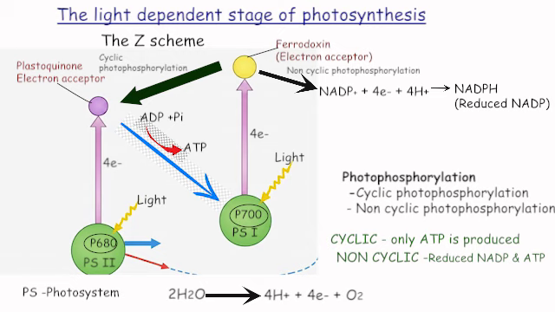Now from what I've explained, you should be able to compare cyclic and non-cyclic photophosphorylation and photosystem 1 and photosystem 2. You can do some research to get more insight on that. So you realize that during the light dependent stage, ATP and reduced NAD are formed to be used in the light independent stage. So that's all you need to know on the light dependent stage of photosynthesis. Now with that said, we can turn our attention to the light independent stage.